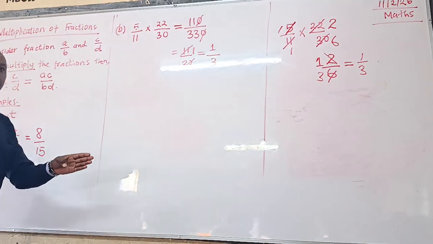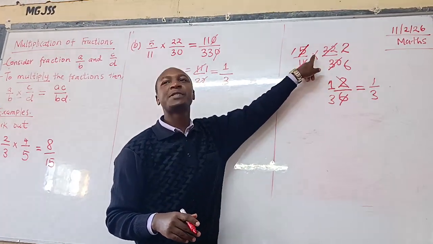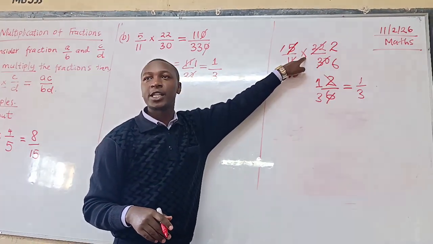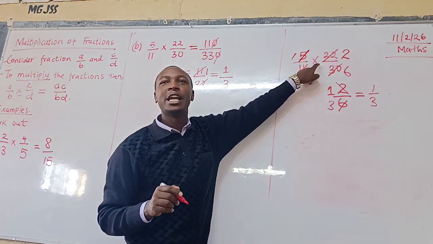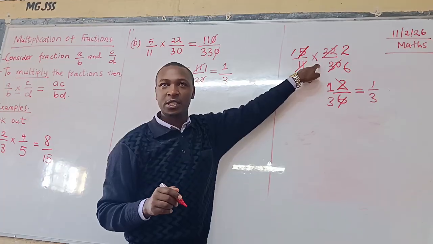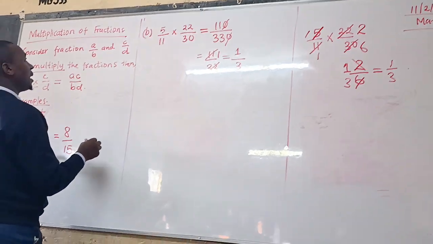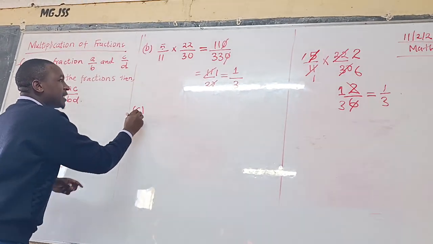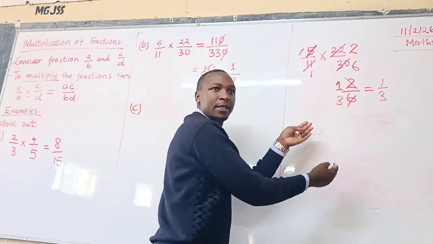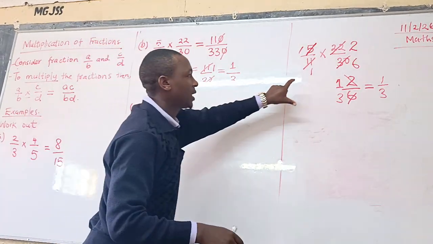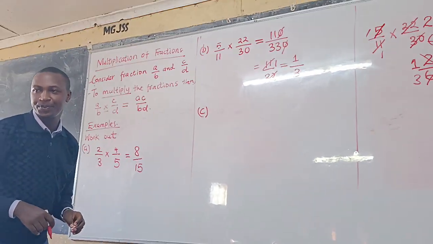In multiplication, we are allowed to do this. But when you see addition or subtraction, you cannot cancel like this. This only applies in multiplication. Very good. So let's do another example. This is how to do it, but this is also another alternative when you want to simplify your work.